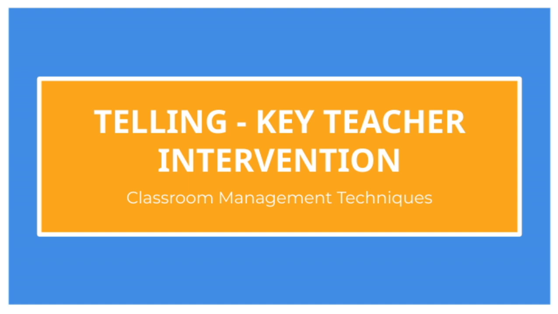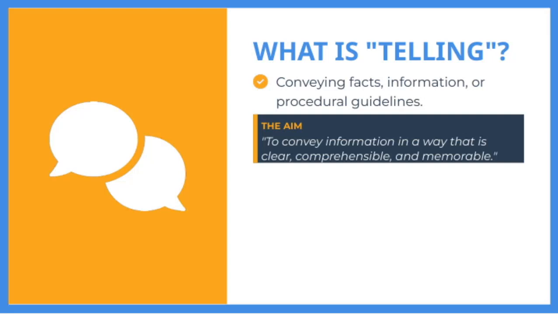Let's get started. To convey information in a way that is clear, comprehensible, and memorable. The goal here is to make sure that your audience not only understands what you're sharing, but also remembers it afterwards. When we talk about the aim of effective communication, it's really about ensuring that facts, information, or procedural guidelines are delivered in a manner that sticks with the listener.